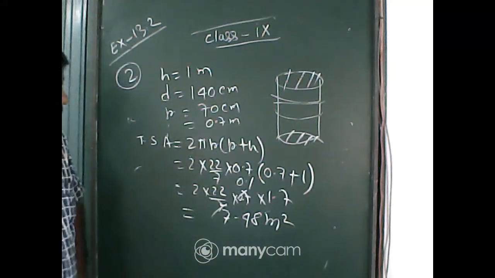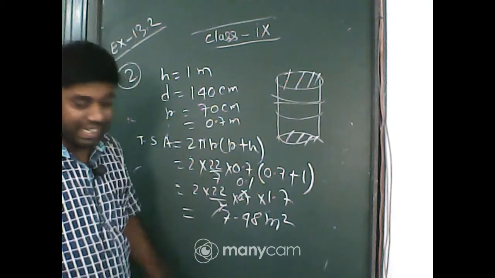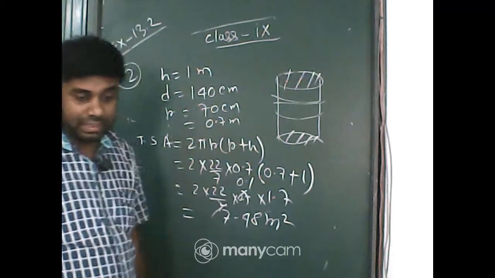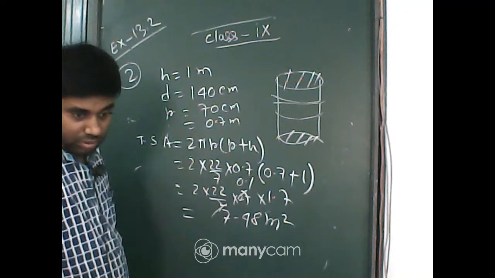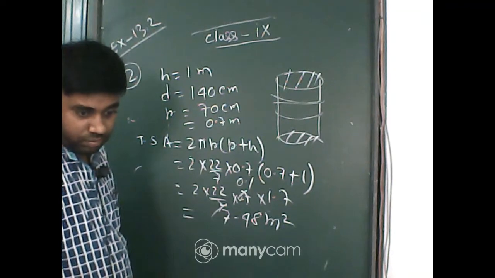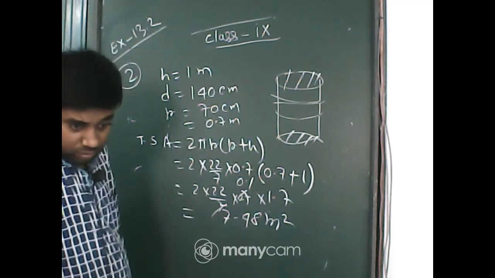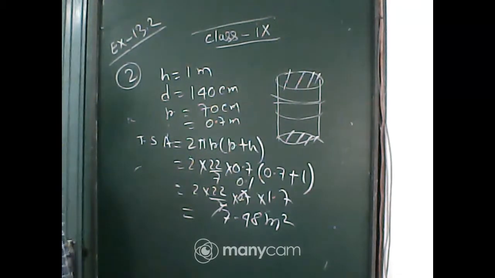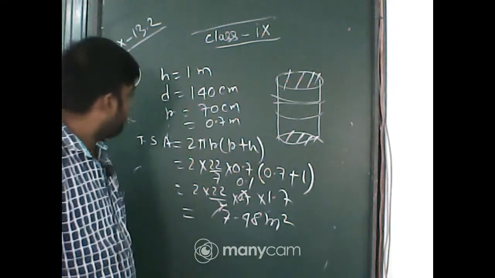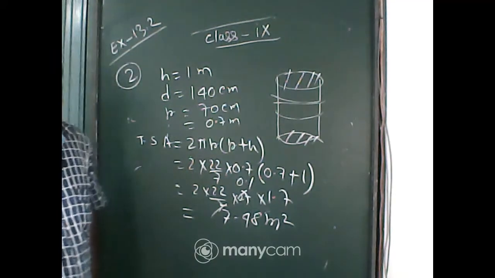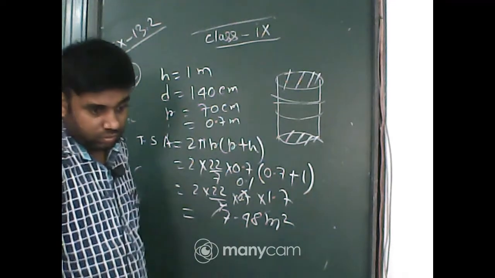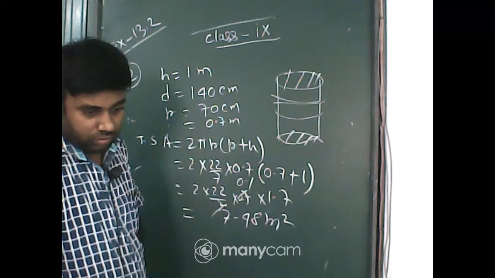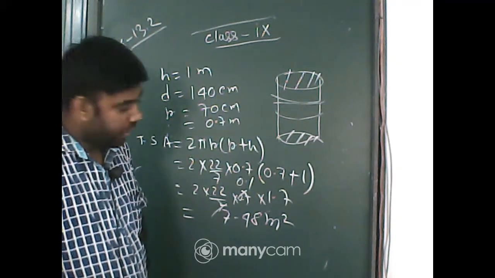7.48 meter square is needed. The formula is 2 pi r into (r plus h). Got it, everyone? Or any problem? That is question number 2.